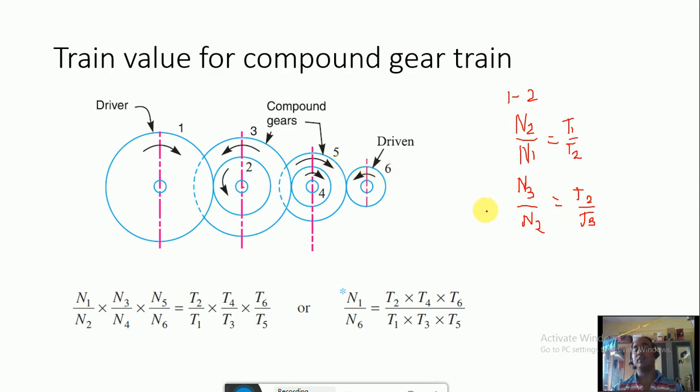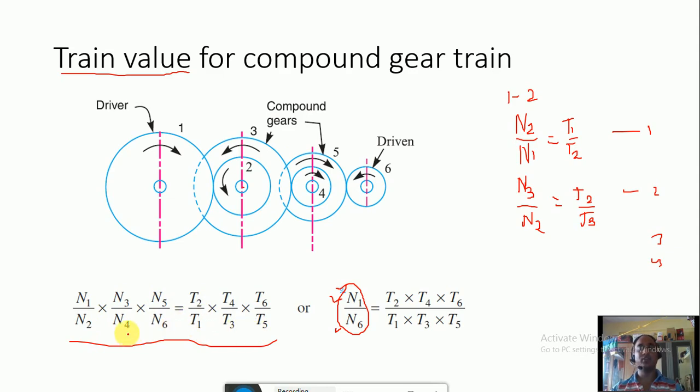Now what we want here is basically the train value. Obviously you know the definition: the speed of the driven to the speed of the driver. What we want is n6 upon n1, because 6 is the driven and 1 is the driver. To get this, we will multiply all these equations: equation 1, equation 2, and in the same way the third and fourth. Multiply these equations, left side and right side. So we get n1 upon n2, n3 upon n4, n5 upon n6, and so on, which must be equal to t2 upon t1, t4 upon t3, t6 upon t5, and so on.